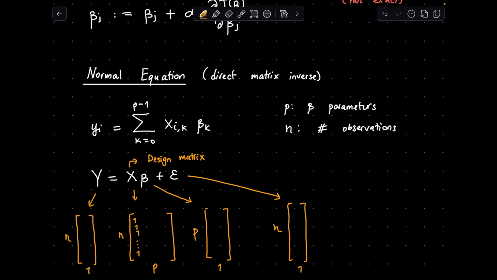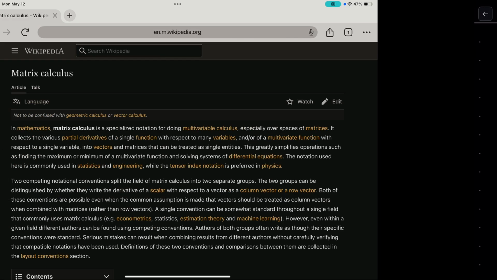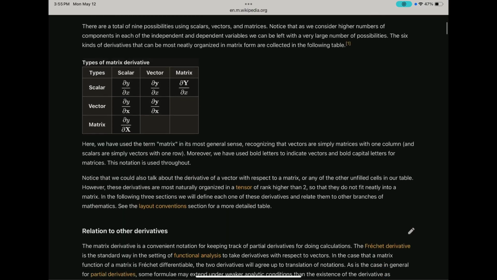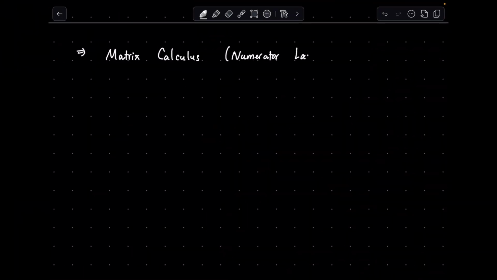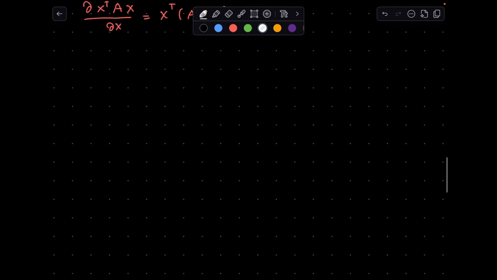Now, to be able to minimize the error in the matrix form, we will need some matrix calculus derivatives. There is an extensive wiki page on this, and the rules depend on whether you use a numerator or denominator layout. Here I'm using the numerator layout. So we'll need three derivative rules here for matrices A and X. One is d(Ax)/dx is equal to A. Second, d(x transpose A)/dx is equal to A transpose. And finally, d(x transpose Ax)/dx is equal to x transpose times (A transpose plus A).